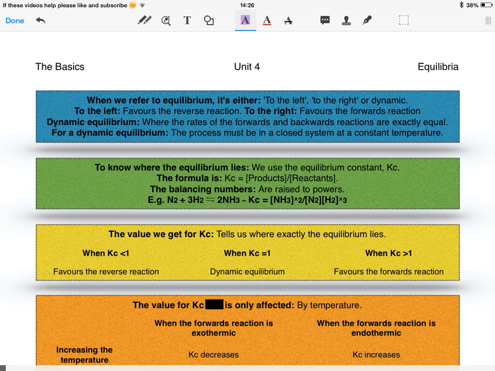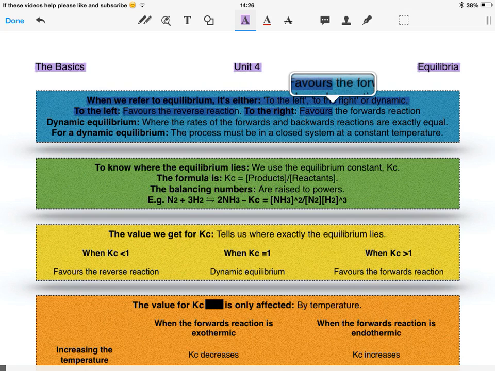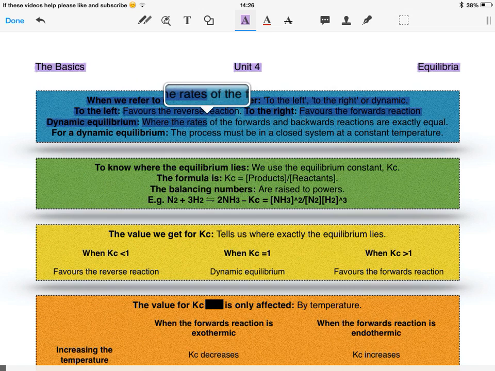So this video is on the Equilibria, which is the second part of the Unit 4 area, and as always I'm going to start with the basics. So when we refer to equilibrium, it's either to the left, to the right, or dynamic. To the left simply means that the equilibrium favours the reverse reaction, and to the right means it favours the forwards reaction. Dynamic equilibrium is where the rates of the forwards and backwards reactions are exactly equal.